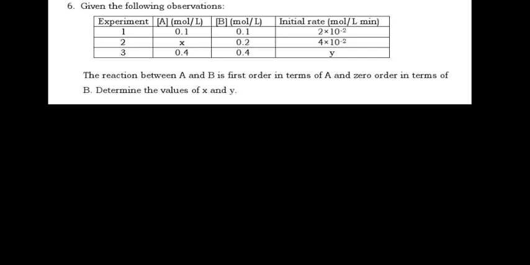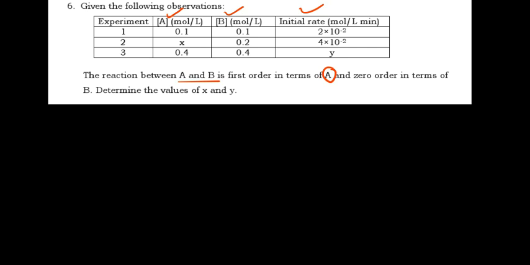Also, if we look at question 6, here we are told, given the following observations, experiment 1, experiment 2, and then experiment 3. So we've been given the values in respect to reactant A and B, and then also the initial rates. Now, the statement continues to say the reaction between A and B is first order in terms of A, and 0 in terms of B.